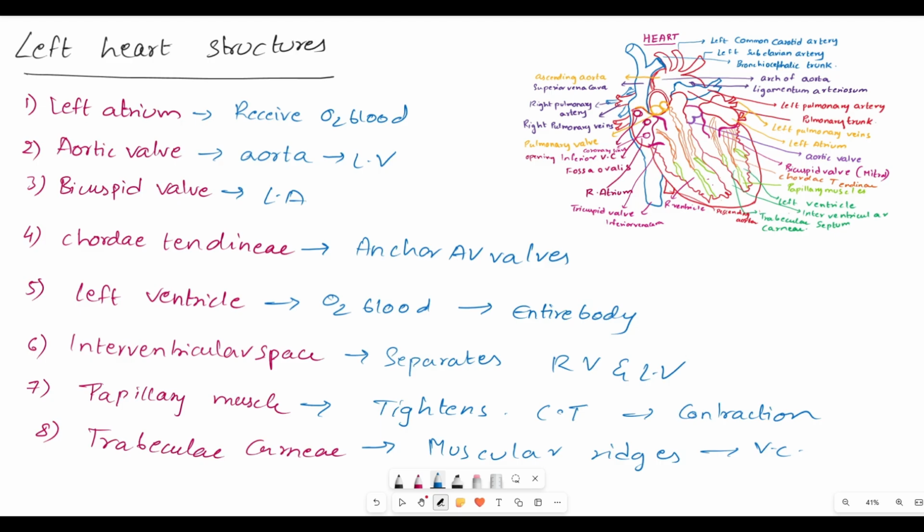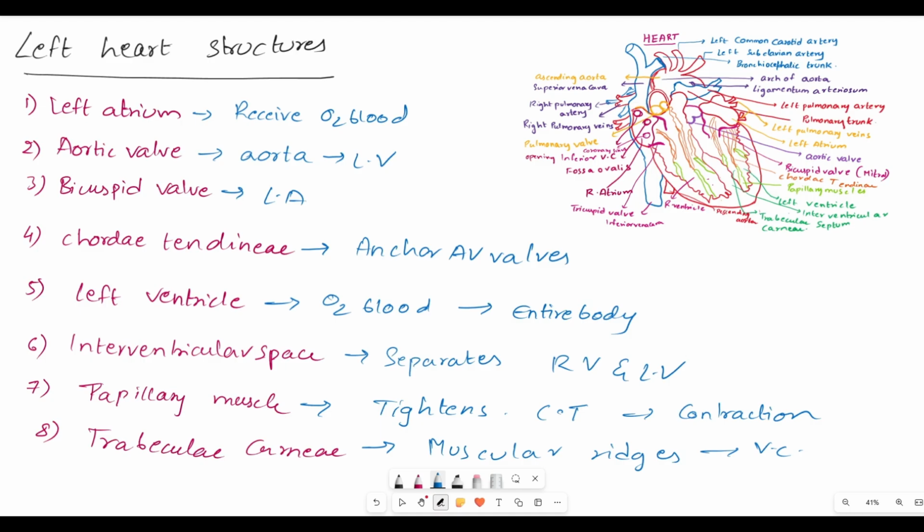So coming back to the left heart structures. First one is the left atrium. This will be receiving the oxygenated blood from the lungs. Next one is aortic valve that will be preventing the backflow from the aorta to the left ventricle. Then we have the mitral valve or bicuspid valve. This will be preventing the backflow into the left atrium.